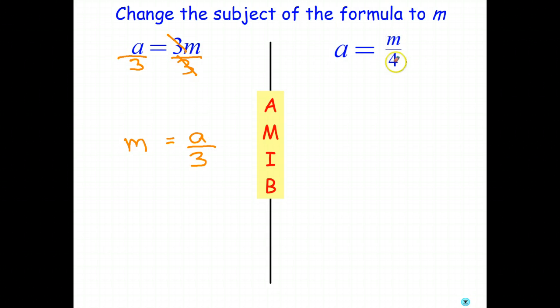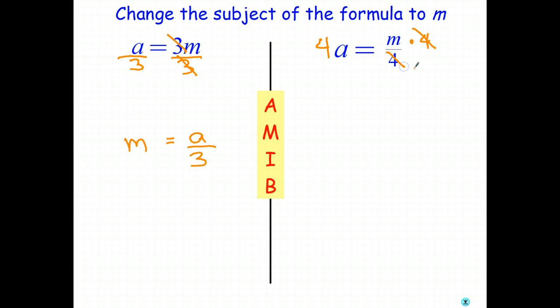Here I've got the operation of division. The opposite to dividing by 4 is multiplying by 4. In fact, I'm going to do something else that I often do. I don't want to write an x because it looks too much like an x. So I'm just going to use my dot for multiply. So times 4, times 4.